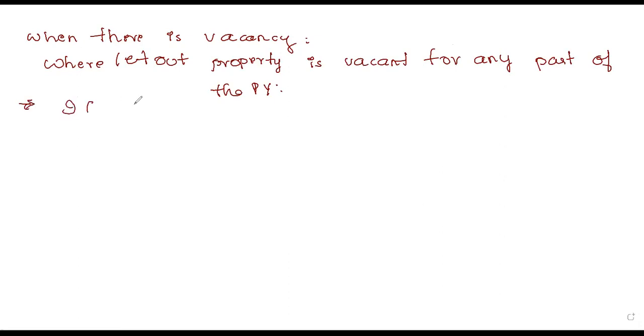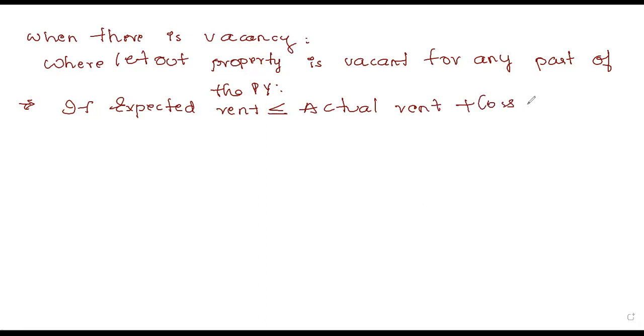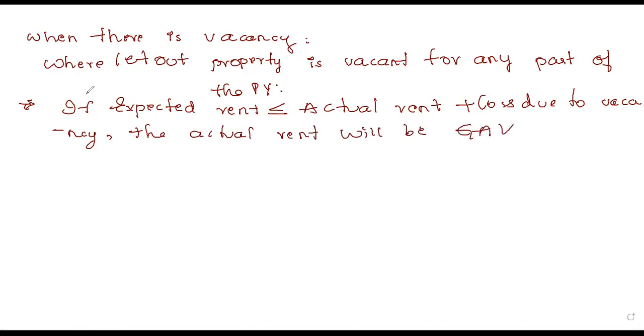That is, if expected rent is lesser than or equal to actual rent plus loss due to vacancy, then actual rent will be GAV. So understand carefully what they're telling. If your expected rent is lesser than or equal to actual rent, then you add that with your loss, whatever happened during the year. So then your actual rent, whatever it is, will be considered as your GAV. That's your gross annual value.